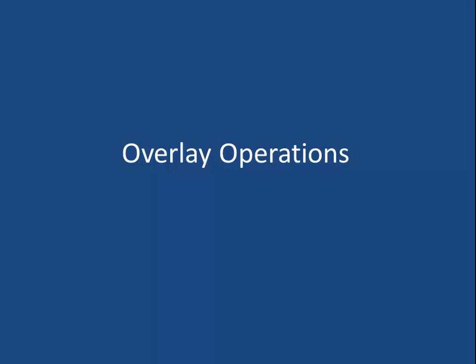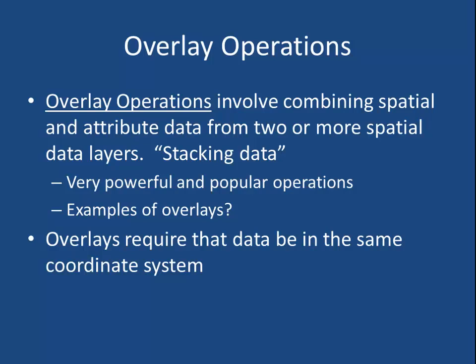Let's examine some overlay operations. Overlay operations are going to involve combining spatial and attribute data from two or more spatial data layers. In other words, we're stacking the data and looking for places where the data overlap. While the overlay operations may seem simple when used alone, they can actually be pretty powerful operations when they're combined in series. An example of an overlay operation would be the clip operation.